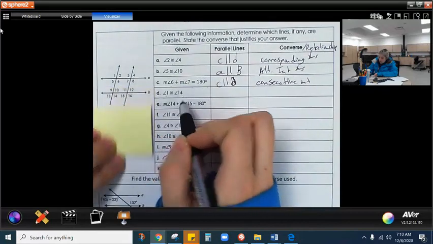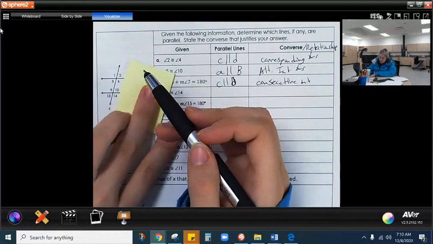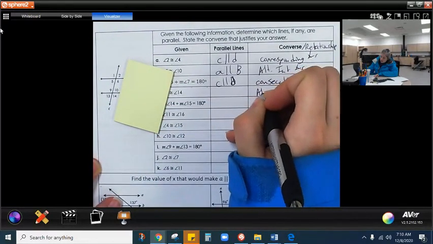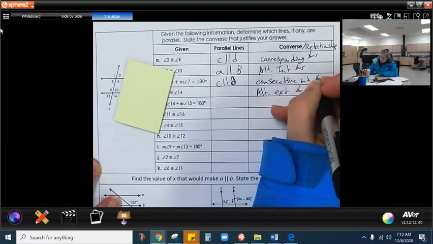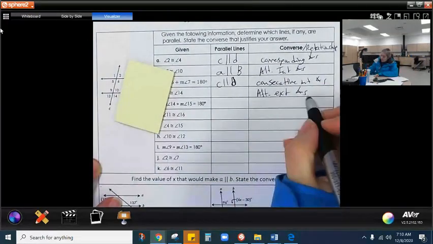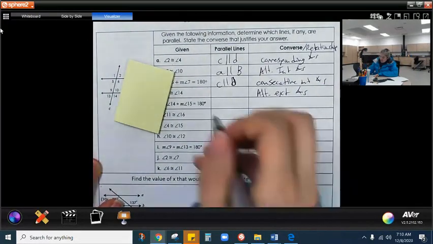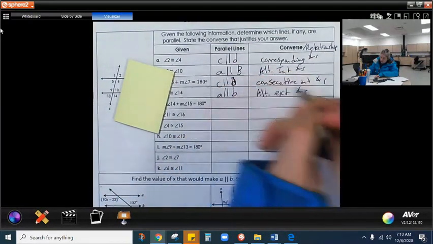All right, angle 1 and angle 14. Here's 1 and here is 14. So I do not need anything over there. There's 1 and 14. They are alternate exterior angles. That's my little angle symbol there. It's like got a whooshy, you know. If they are congruent, which they should be, then that would mean that A is parallel to B.